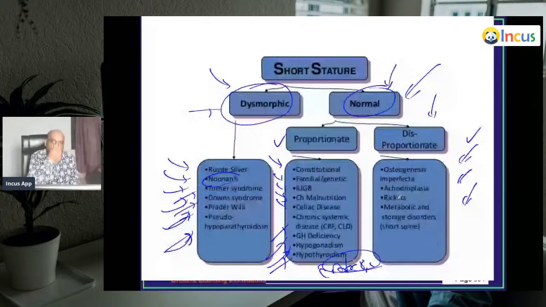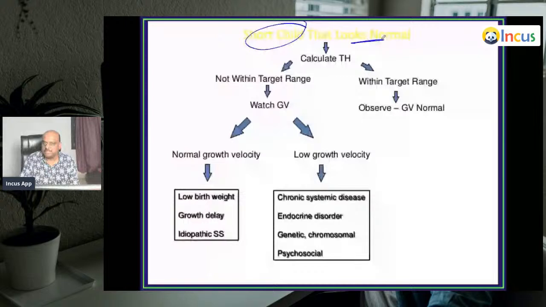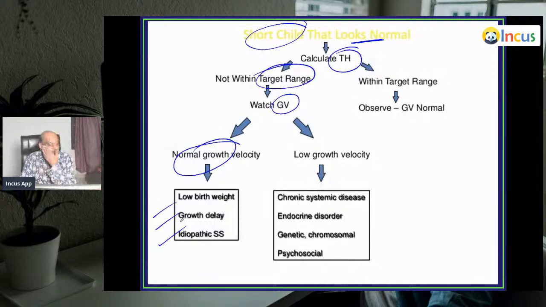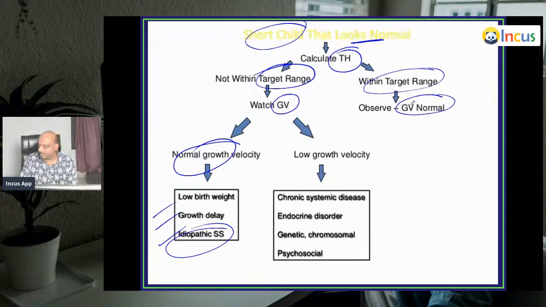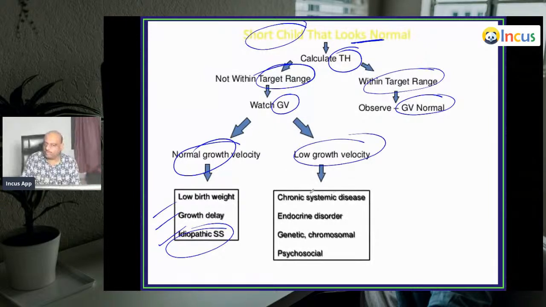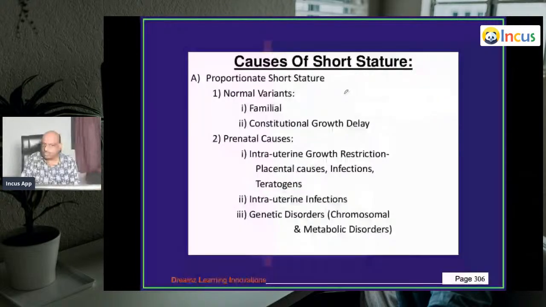Now, whenever you find a short child that looks normal, calculate the target height. If it is not within the target range, watch the growth velocity. If it is a normal growth velocity, think of low birth weight, growth delay, and idiopathic short stature. If it is within target range, observe. If the growth velocity is normal, you need not worry. Then if it is a low growth velocity, think of chronic systemic disease, endocrine disorder, genetic, chromosomal, or psychosocial causes. So you should know the causes of proportionate short stature.